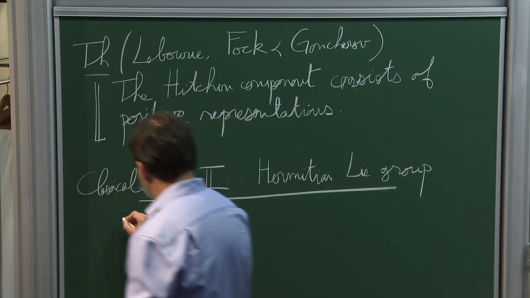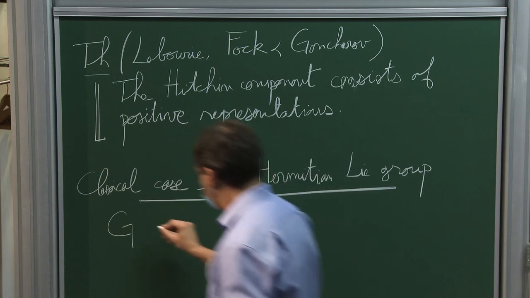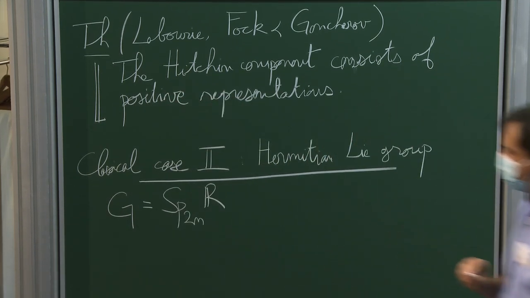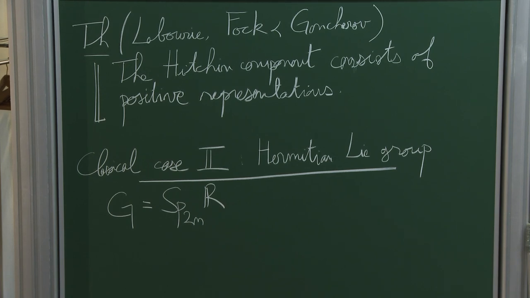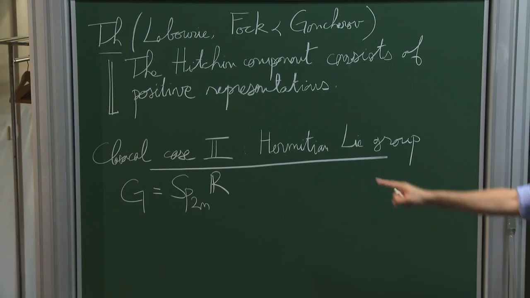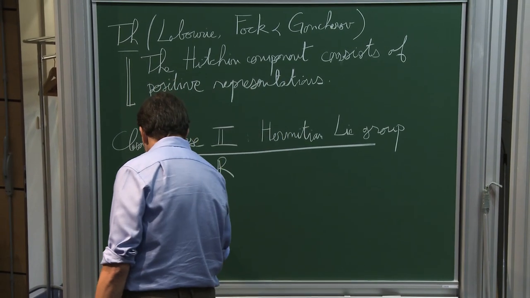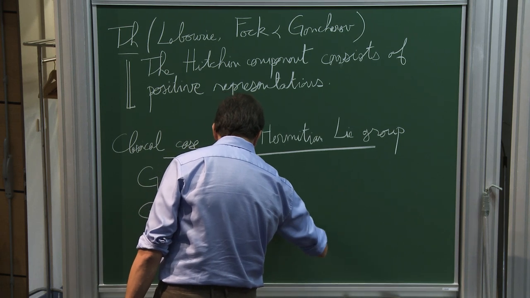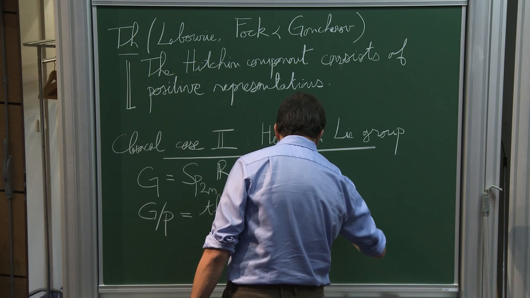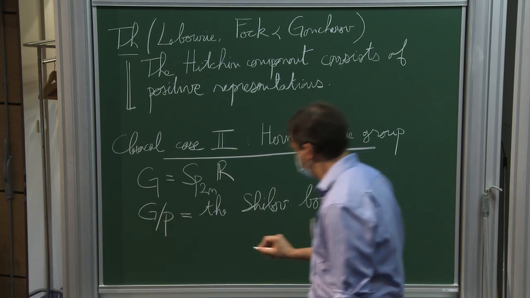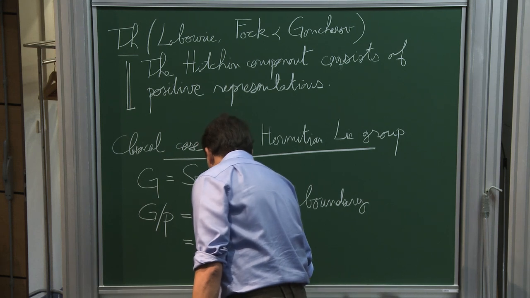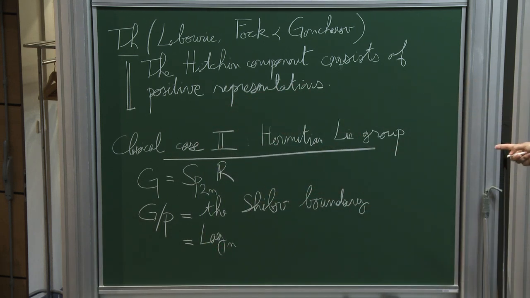So G is such a Hermitian Lie group. Here I go back to a more classical situation in this classical setting, and didn't try to have some more complicated group. So G is this Lie group. G mod P here is the Shilov boundary. It can be characterized in different ways, but for my explicit example, it is the space of n-dimensional subspaces of R^2n that are isotropic with respect to the symplectic form. So it's the Lagrangian manifold.